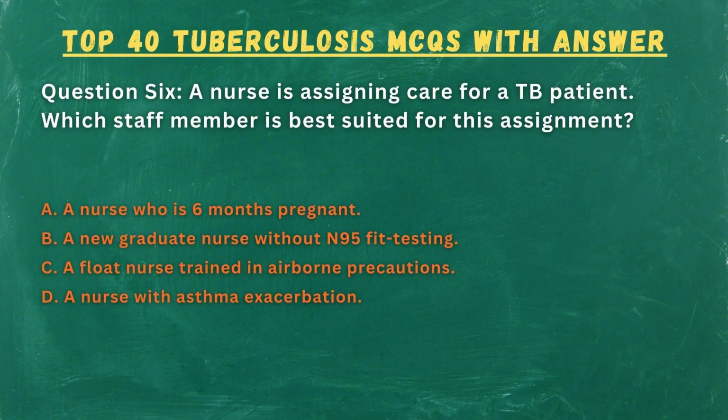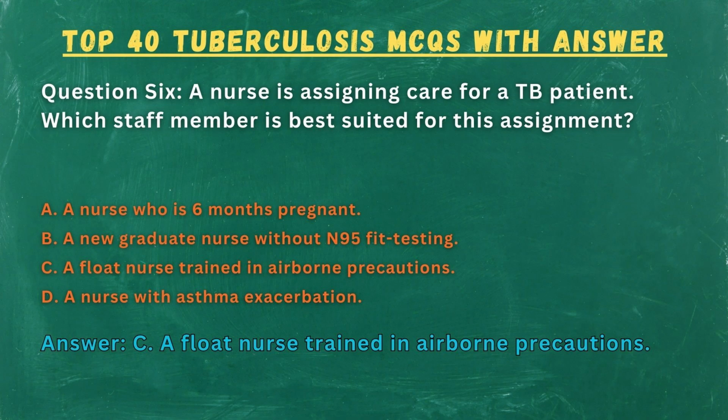Question 6. A nurse is assigning care for a TB patient. Which staff member is best suited for this assignment? A. A nurse who is 6 months pregnant. B. A new graduate nurse without N95 fit testing. C. A float nurse trained in airborne precautions. D. A nurse with asthma exacerbation. Answer: C. A float nurse trained in airborne precautions.